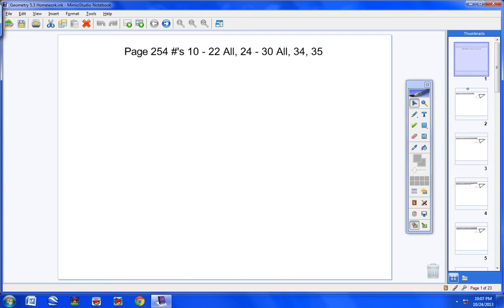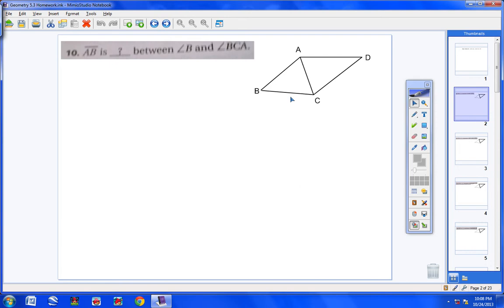All right, let's take a look at numbers 10 through 13. The directions read: tell whether the side is included or not included between the given angles. All right, let's start with number 10.